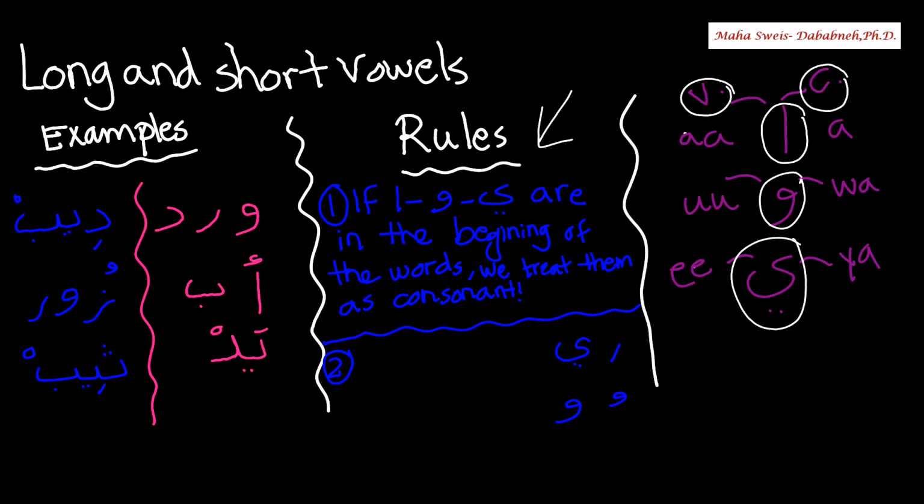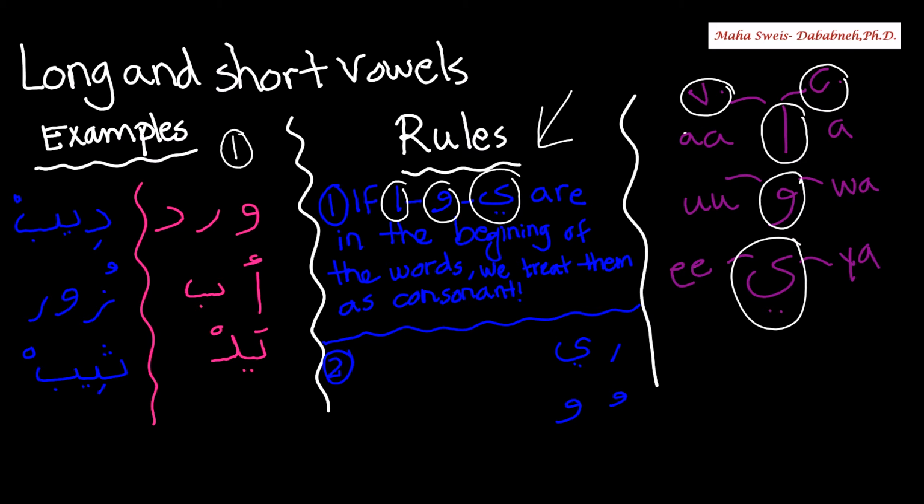Just follow the rules. Rule number 1 says, if alif or waw or ya are in the beginning of the word, we treat them as consonants. They are not vowels anymore. Here I will implement rule number 1.